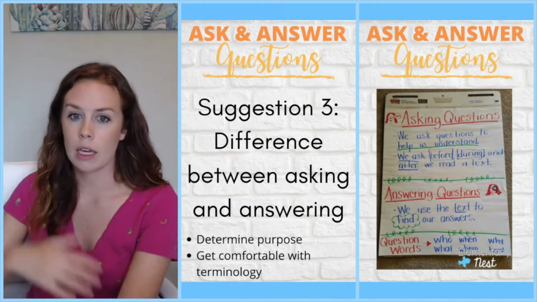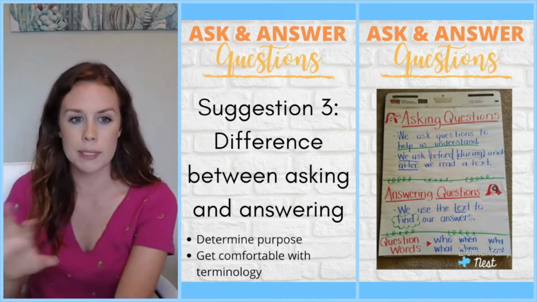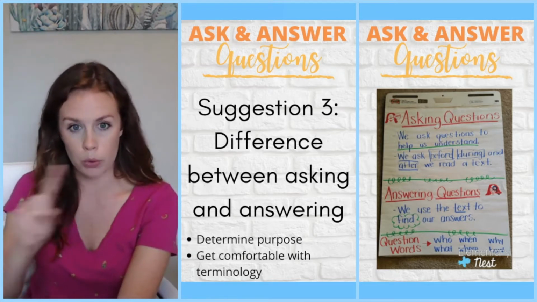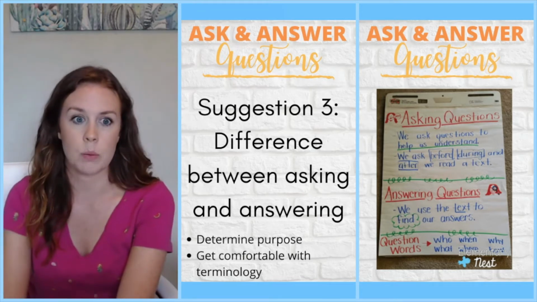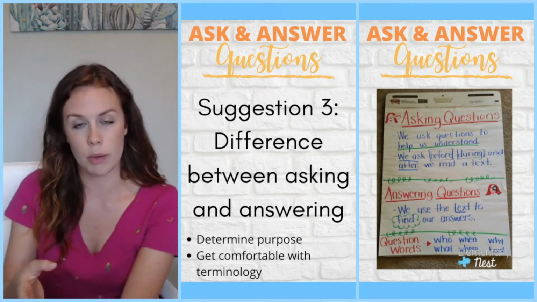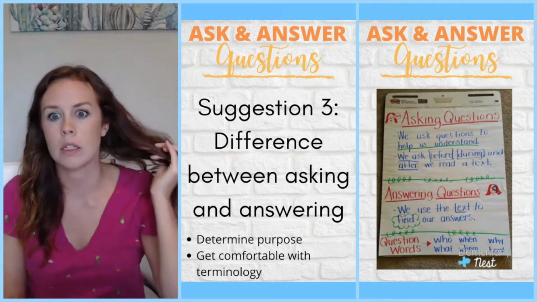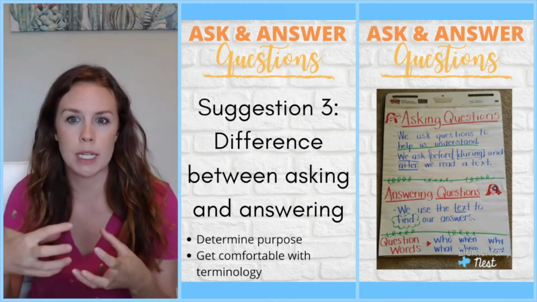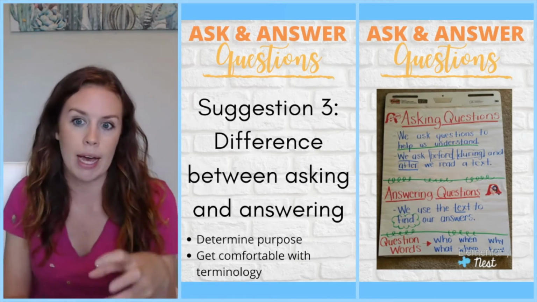I would suggest making some sort of anchor chart that outlines what is expected of the students in both situations. The thing that's going to be easier is answering questions, because it's a lot easier for students to comprehend a story and answer a question about it than to ask a strong question about the story. When students are asked to ask a question, sometimes it can be hard for them to think of a strong enough question to ask about that context.